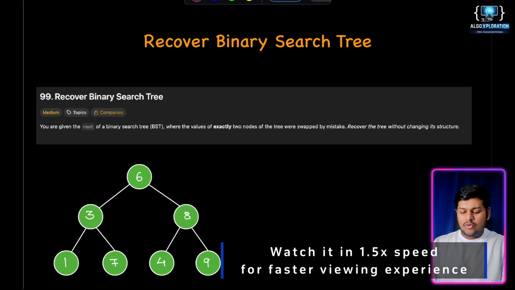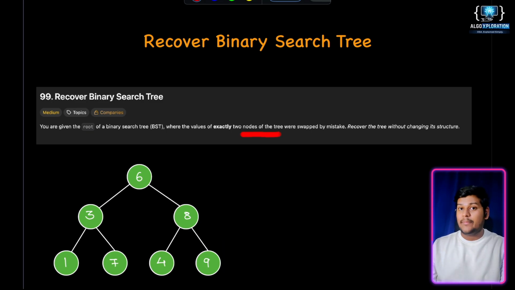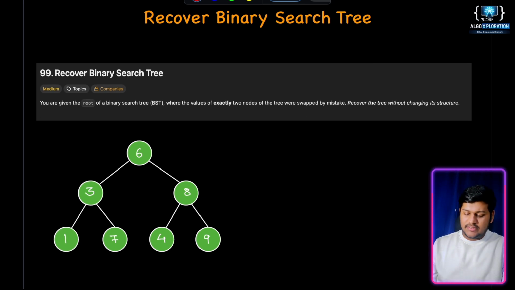They will be giving us the root of a binary search tree, where the values of exactly two nodes of the tree were swapped by mistake, and we need to recover it. For those who have understood this question, well and good. But for those who didn't, this is the example.